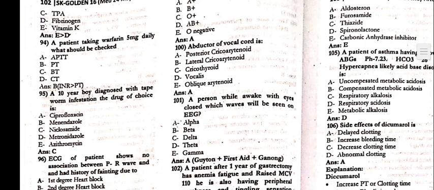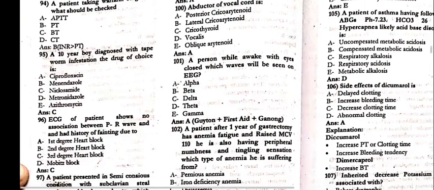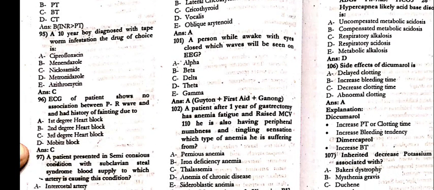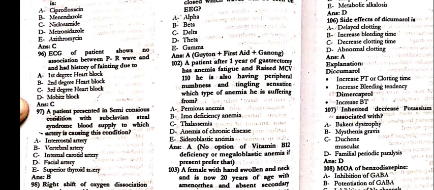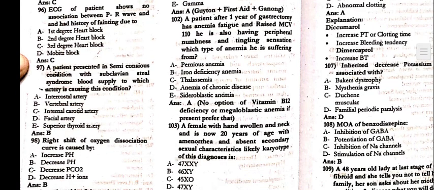94: the patient taking warfarin 5 mg daily. What should be checked? That is the PT. A 10-year-old boy diagnosed with tapeworm infestation, the drug of choice would be niclosamide. ECG of the patient shows no association between the P waves and QRS, and a history of fainting. This is due to third degree heart block.